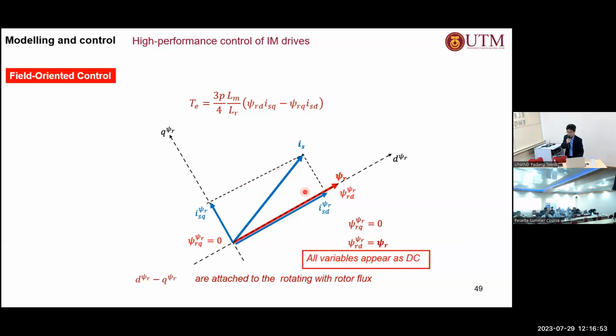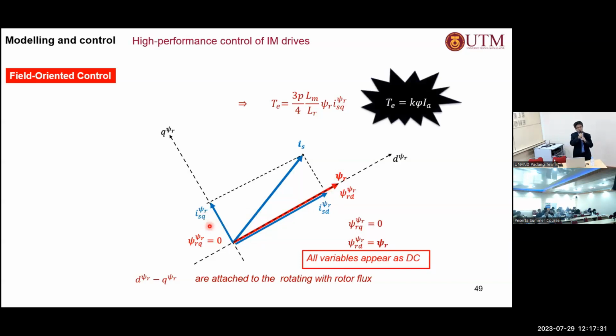If you project the flux to its rotating frame, and you align the axis to the rotor flux, then obviously there is no Q component of the rotor flux. So you can remove the Q component in the torque equation. Then you end up with just a simple equation here, where the rotor flux D component is equal to the magnitude of the rotor flux. And the stator current component remains as it is, which means that now I can change ISQ without affecting the flux, which is similar to what we have in the DC machine.